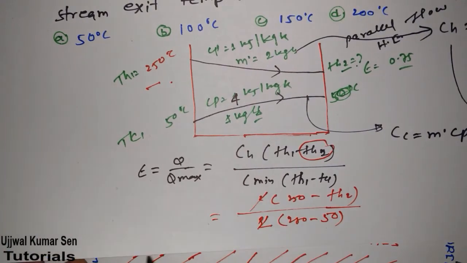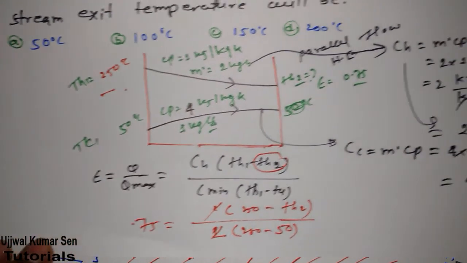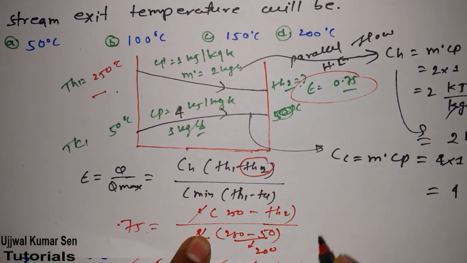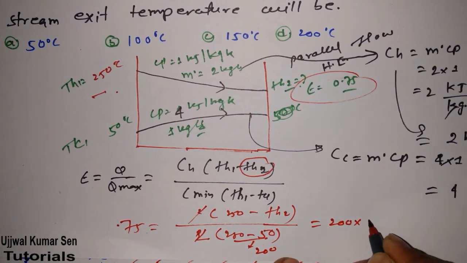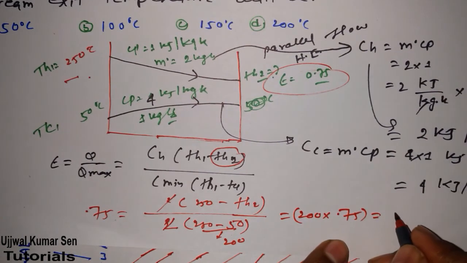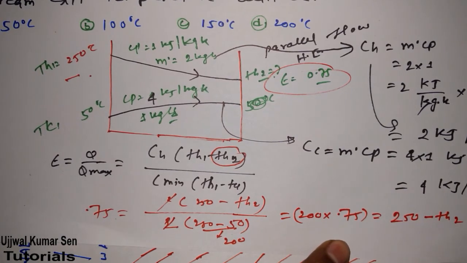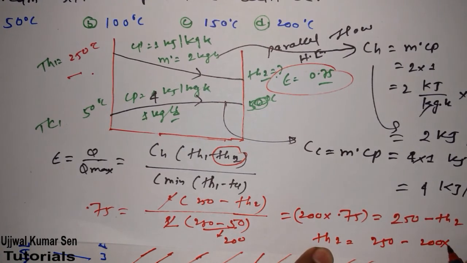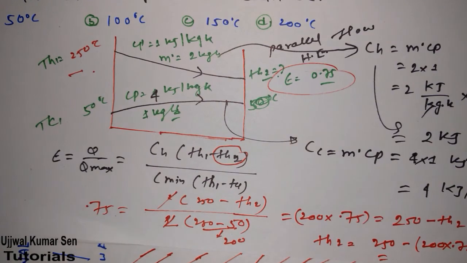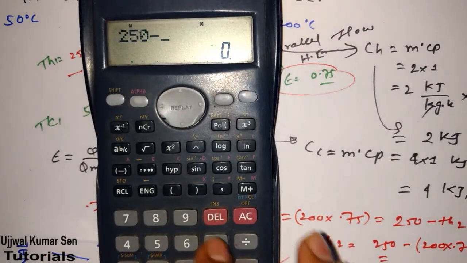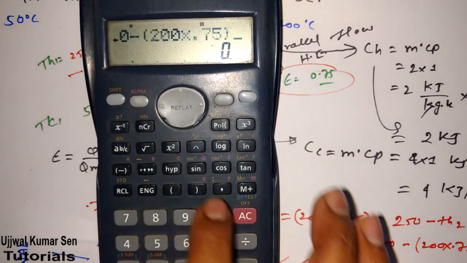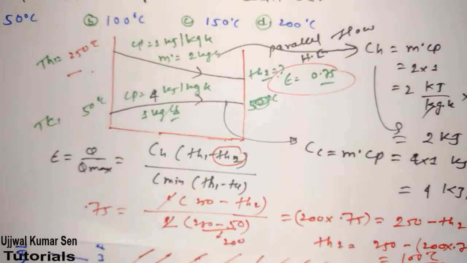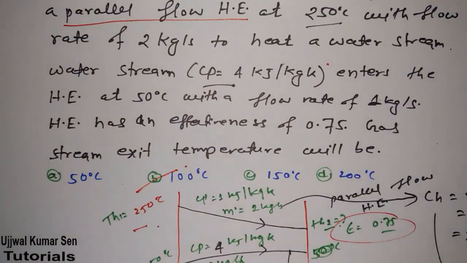So the 2 gets cancelled. Epsilon is 0.75, we have given already. So this is 200. So 200 times 0.75 is equal to 250 minus TH2. Therefore we can write TH2 is equal to 250 minus 200 times 0.75. So what is the answer? We just have to do the calculation. So 100. Now the unit would be degree centigrade. So option B is the right answer for this question.